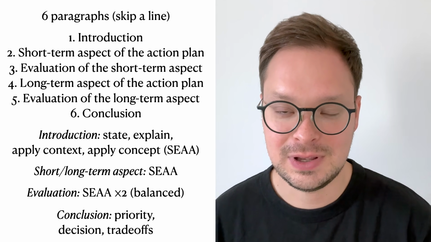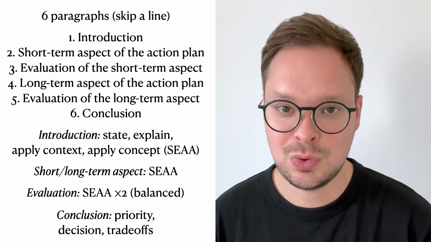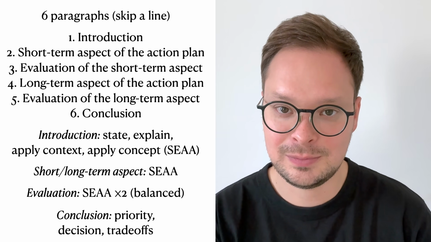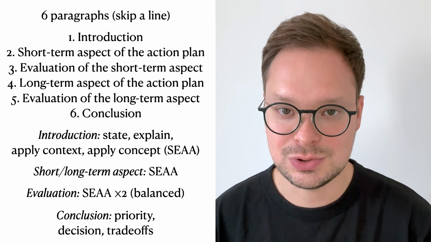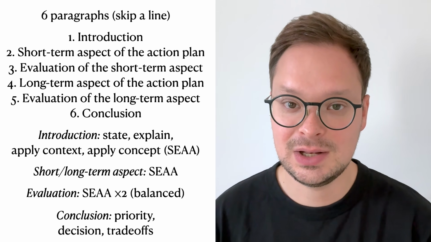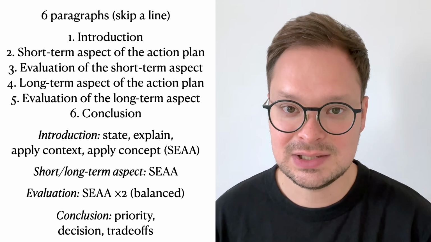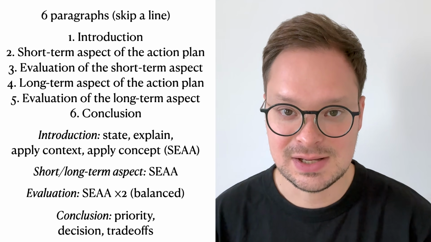Trade-offs come from evaluation paragraphs. These are the 2 cons: the con of your short-term action plan and the con of your long-term action plan. You gotta remind the reader what those trade-offs are, what those cons are, and how to deal with them, why they could be neglected, or how to overcome them. That's it. This is the 6-paragraph structure for AO3, 17 marker for higher level students only.